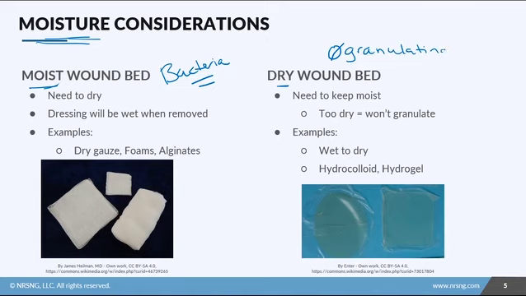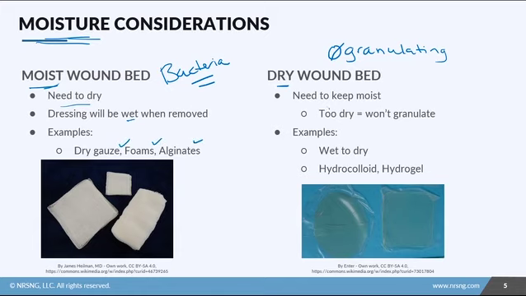So either way, it's not good. So if your wound bed is too moist, you need to dry it out. So when you remove that dressing, it's going to be wet because we're pulling the moisture out of the wound. So good examples are dry gauze, foams, and alginates, which we'll talk about in just a second.